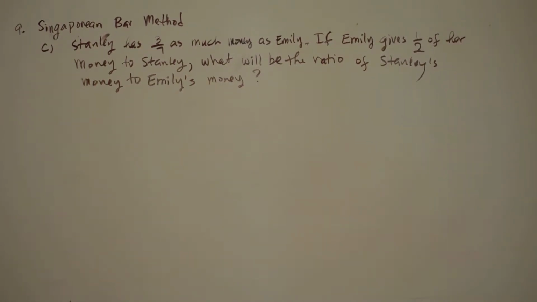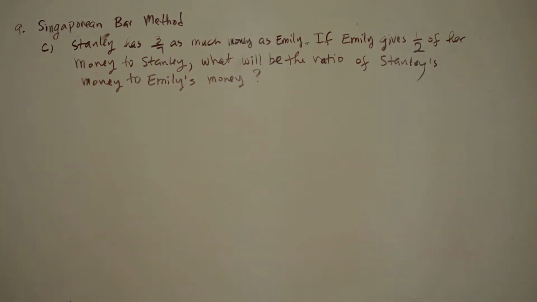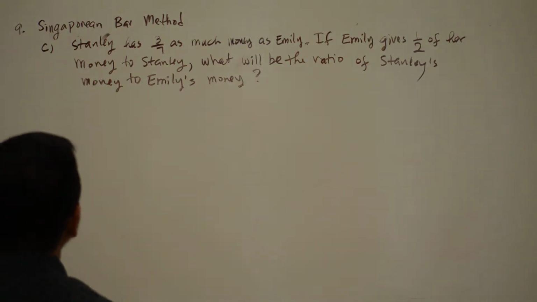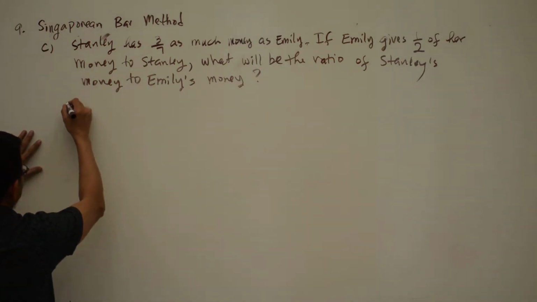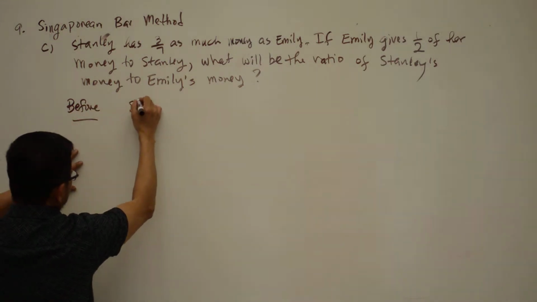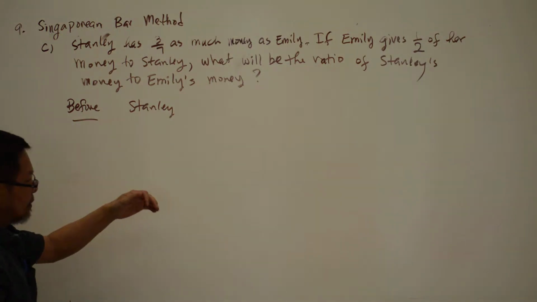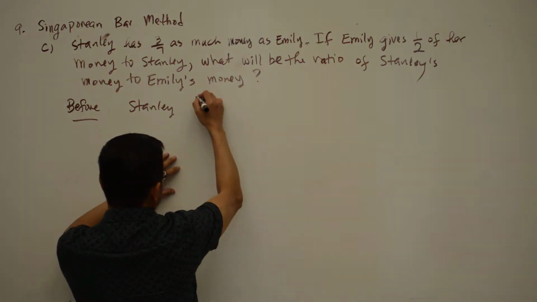So for part C, Stanley has 3 times as much money as Emily. If Emily gives half of the money to Stanley, what will be the ratio of Stanley's money to Emily's money? So let's look at Stanley. This is equal, right? Let's look at Stanley. 3 times, 3 out of 7, so Stanley 3.